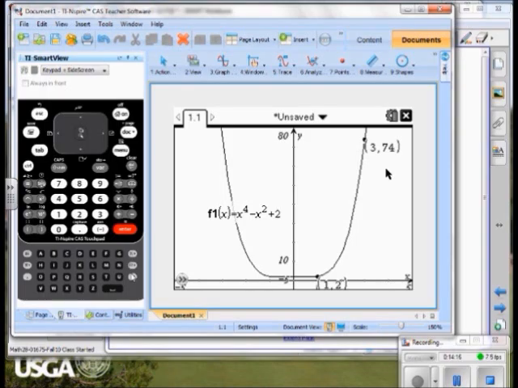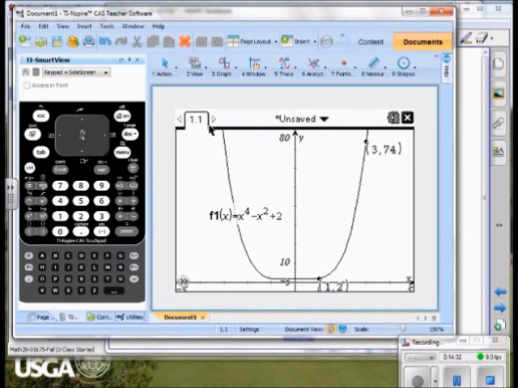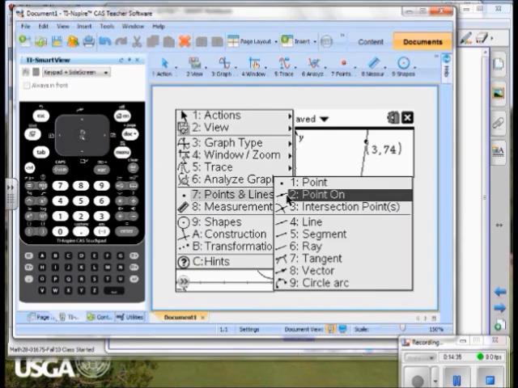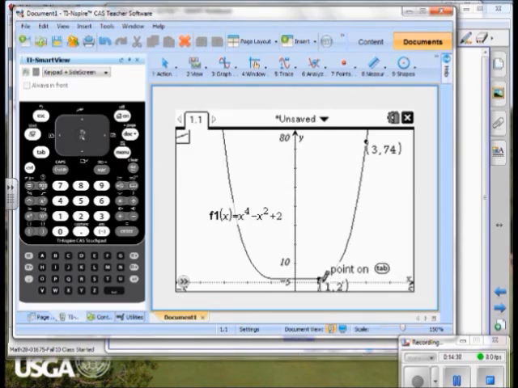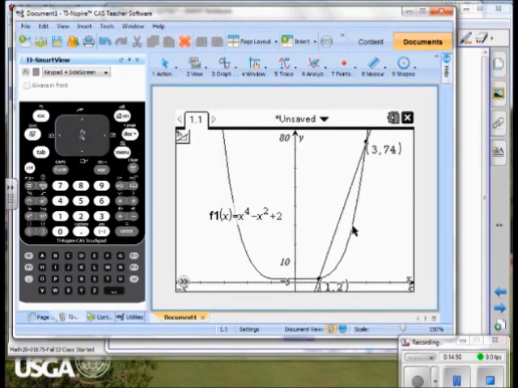So average rate of change, secant, slope of a secant. I'm going to go back here and make sure that I have that slope formula for a secant, and the secant connecting those 2 points. Now I could put just a segment, but because I know I can't measure the slope of a segment, I'm going to make sure I do slope of line. And we do measurement, and we do slope, and we measure that, and we've got the slope of the line.